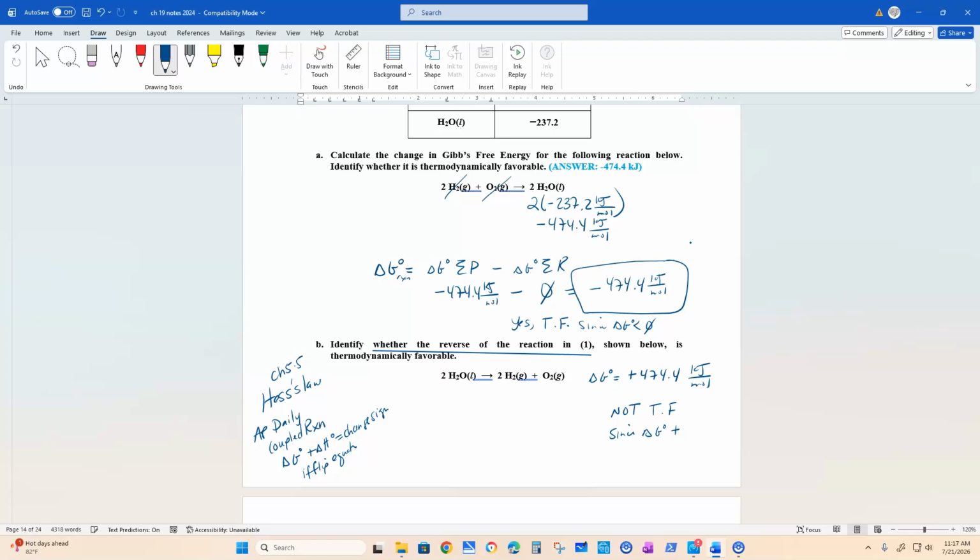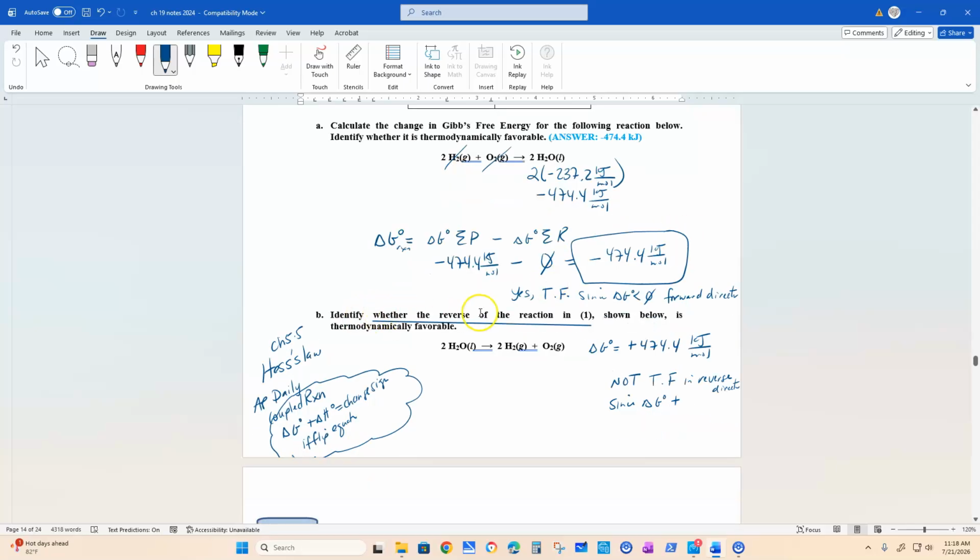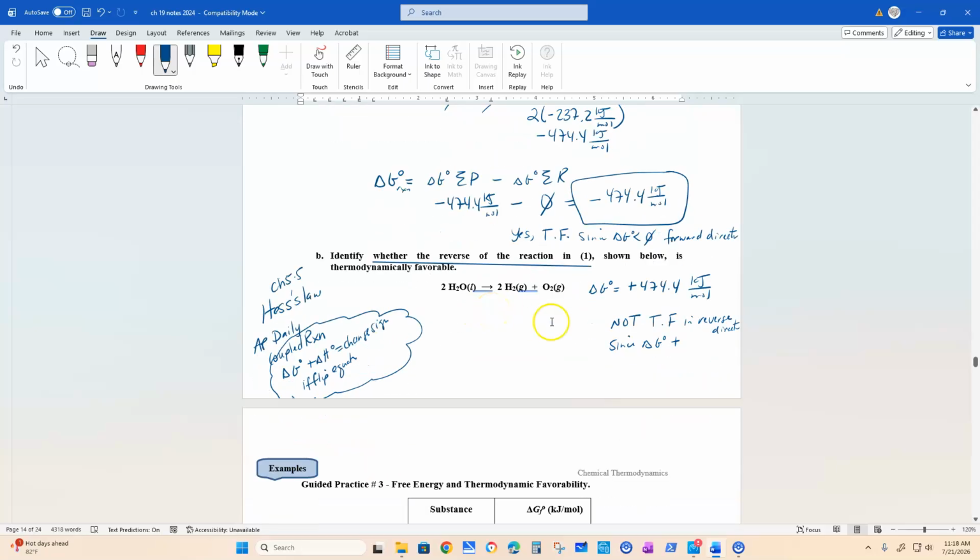So in this case, it is thermodynamically favored since it's less than 0. And if AP asks you in the forward or reverse direction, in this case, it was in the forward direction. In the reverse direction, it's not thermodynamically favored because it's positive. Okay, so remember, if you flip the equation, delta G and delta H just change sign.